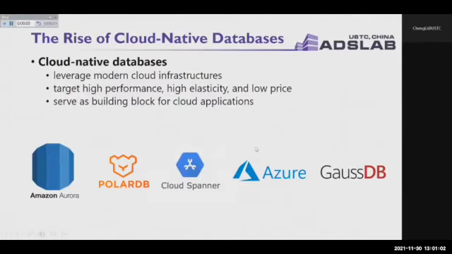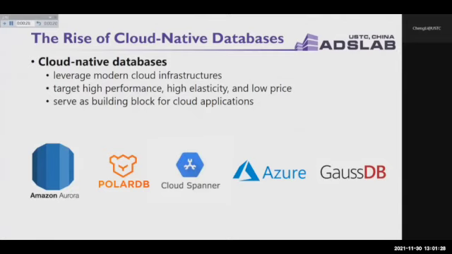So what are cloud native databases? Cloud native databases are right now receiving increasing attention. They are databases that can leverage modern cloud infrastructures, for example, Amazon AWS, Azure, even Google Cloud, and so on and so forth. Their targets are high performance, high elasticity in terms of resource provisioning, and low price.